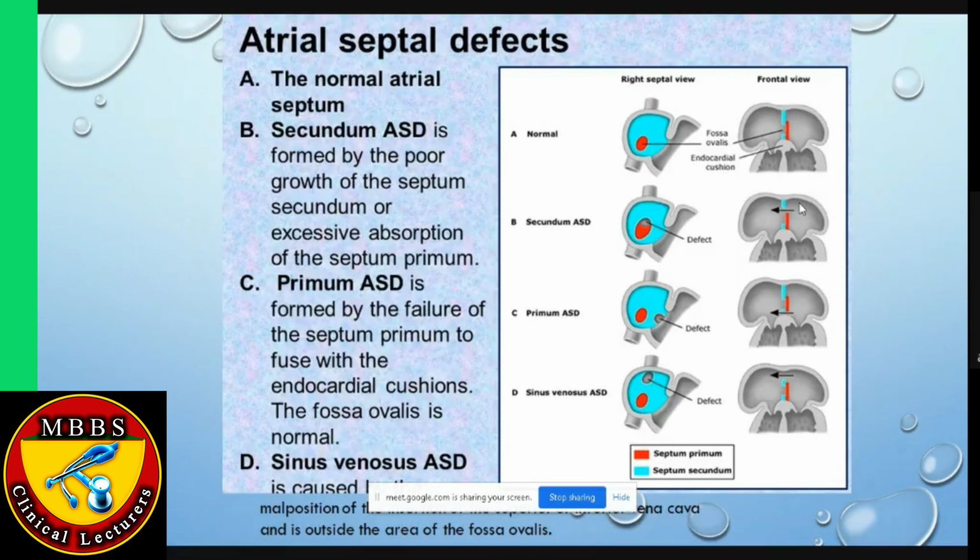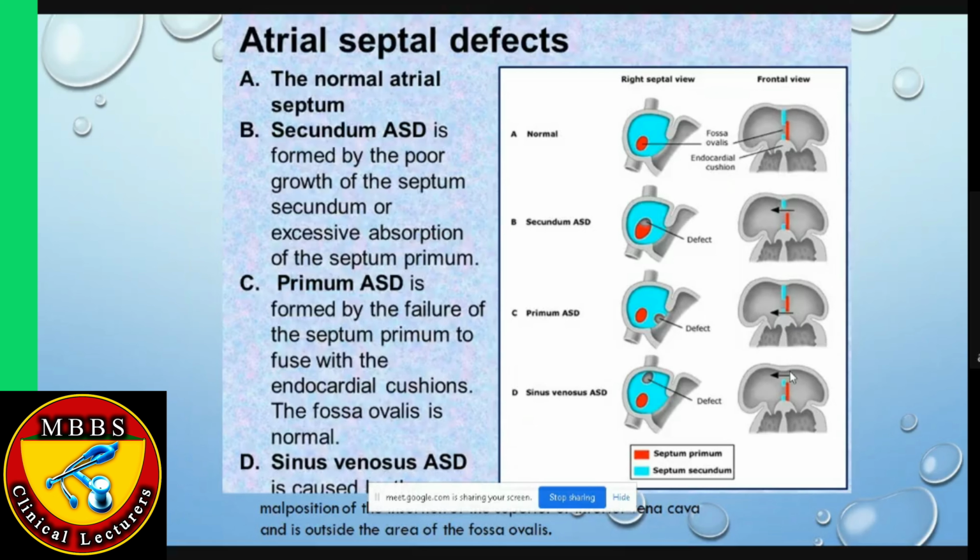Then there is a primum type of the atrial septal defect, which is formed by the failure of the septum primum to fuse with the endocardial cushion. You can see that over here, this fossa ovalis is normal, but this septum primum is unable to fuse with the endocardial cushion. Whereas there is another type, which we call the sinus venosus type of the atrial septal defect, which is caused by the malposition of the inferior vena cava, lying outside the area of the fossa ovalis. And this leads to the sinus venosus type of the atrial septal defect.